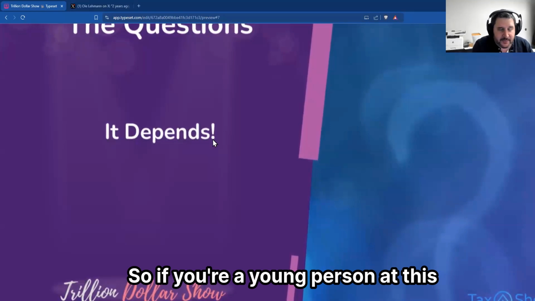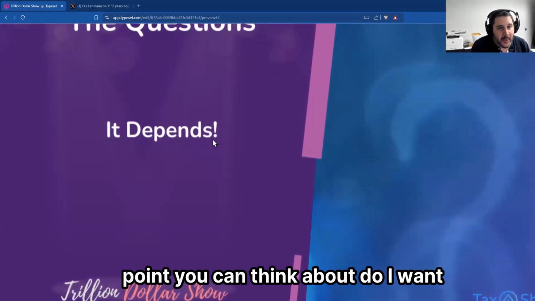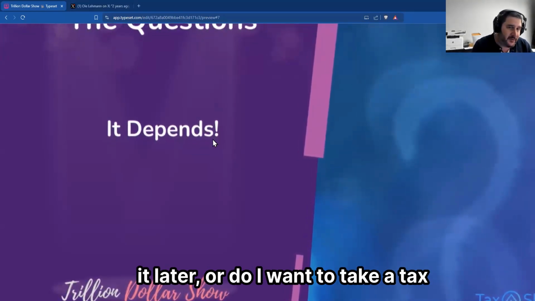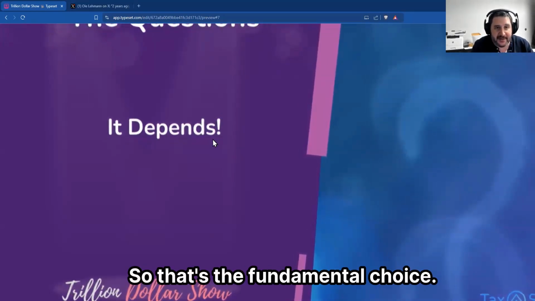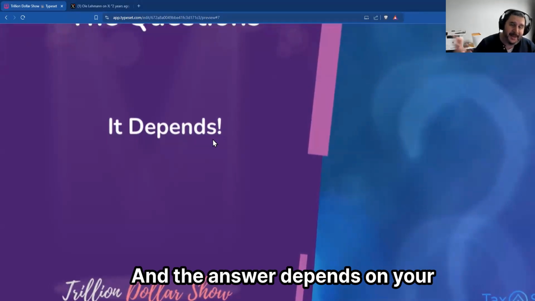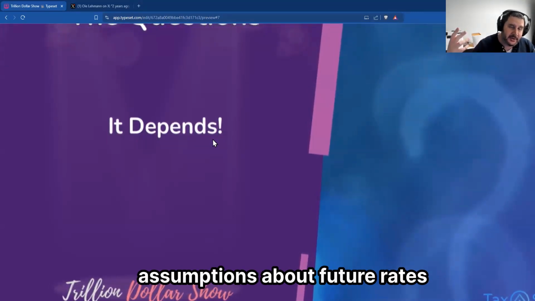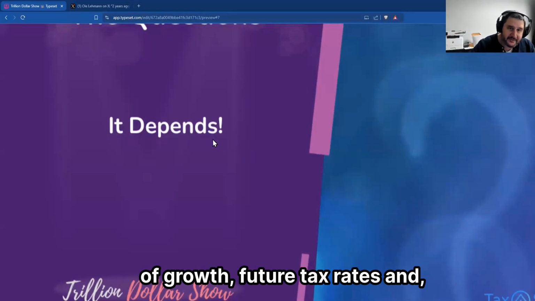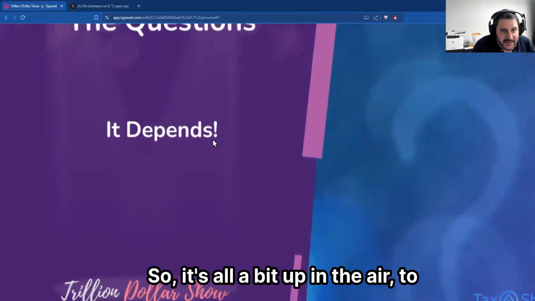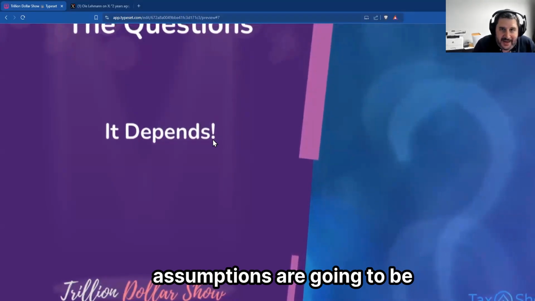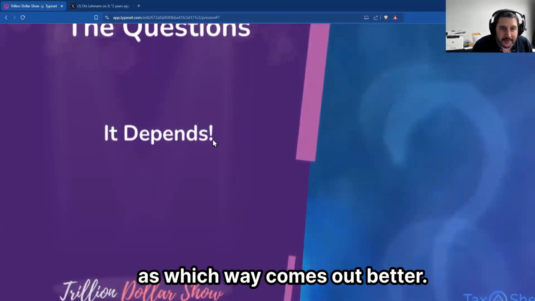So if you're a young person at this point, you can think about, do I want to have a tax break now and tax it later? Or do I want to take a tax hit now and not have a tax hit later? So that's the fundamental choice. And the answer depends on your assumptions about future rates of growth, future tax rates, and what your lifestyle is going to be. So it's all a bit up in the air, to be honest, as far as what your assumptions are going to be and how that models out as far as which way comes out better. Okay.